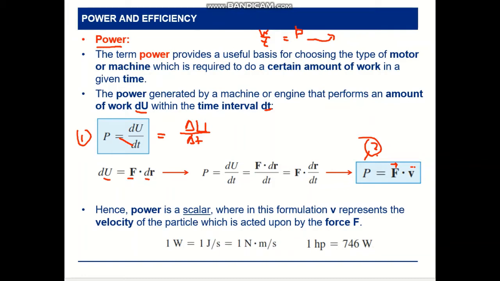It is given in some units, which is 1 watt equal to 1 joule per second, or 1 newton meter per second, and 1 horsepower is 746 watts.